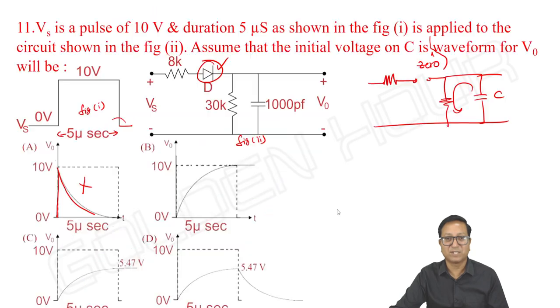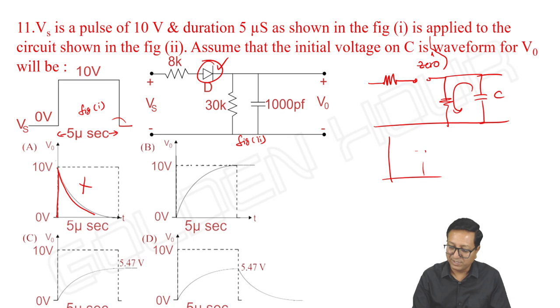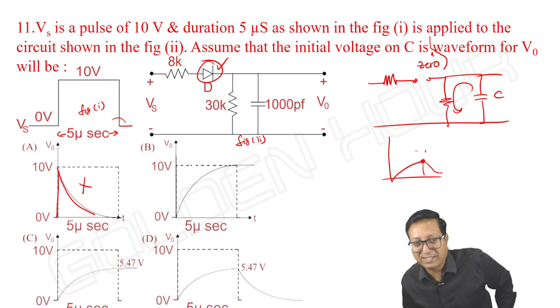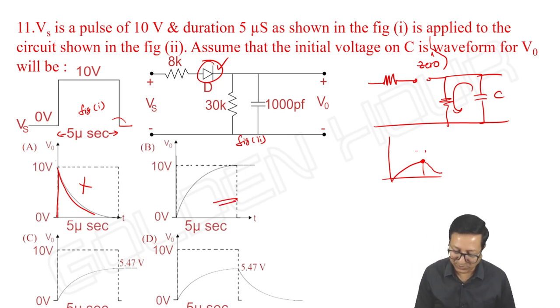off, the capacitor discharges, means initially the capacitor will be charging up to 5 microseconds, right? It may charge up to some value, or it may charge up to 10 volts depending upon the time constant. After that, once the diode is off, means after 5 microseconds the capacitor has to discharge. Where can you see that kind of discharge? Here there is no discharge. It is charging up to 10 volts and keeping quiet, so it cannot be the answer.